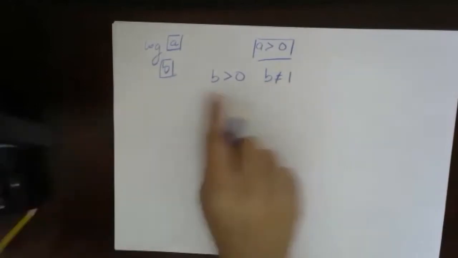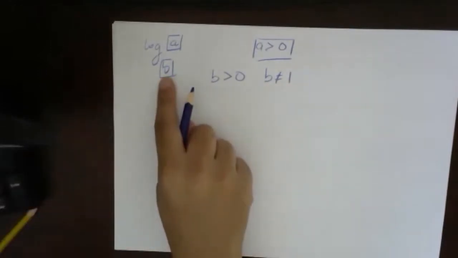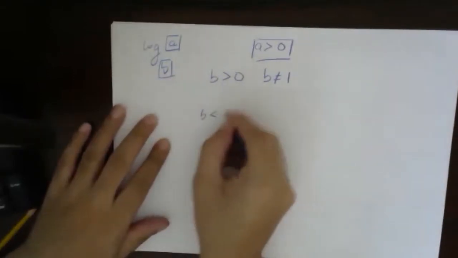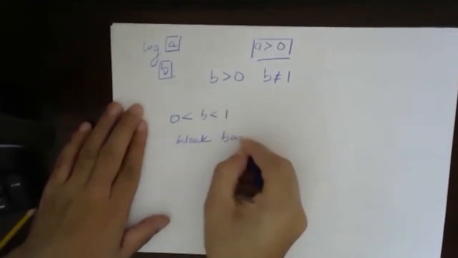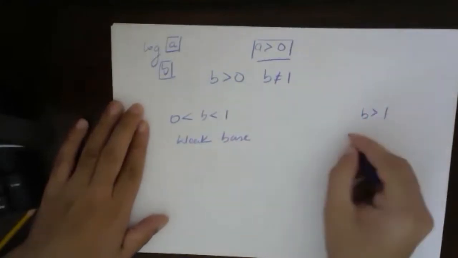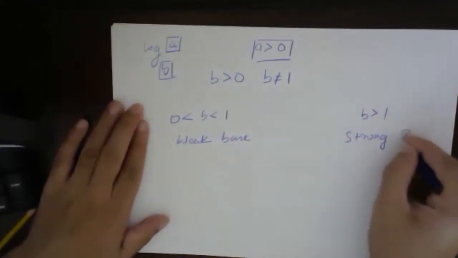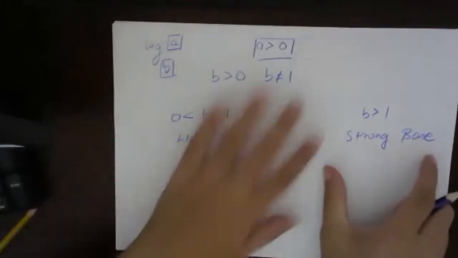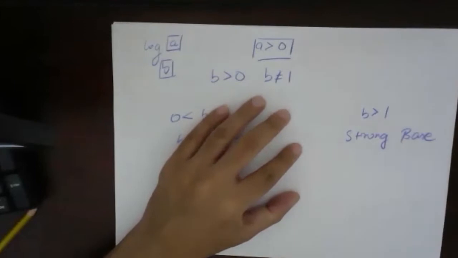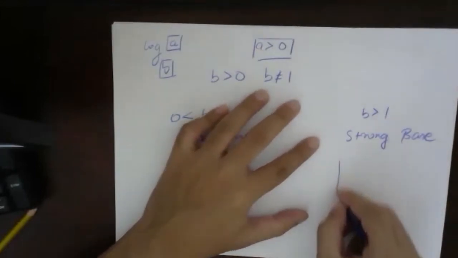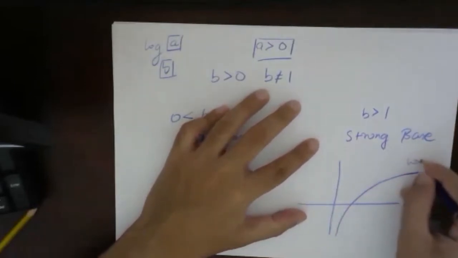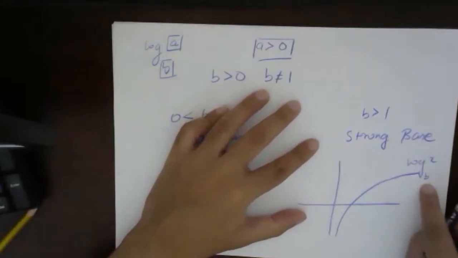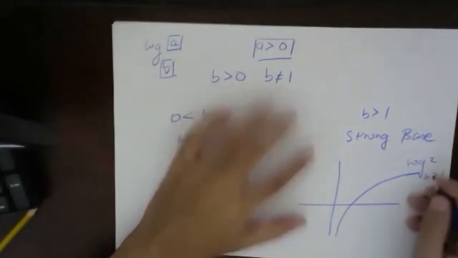Okay, fine. And depending on base b, we will define a weak base or a strong base. When b is less than 1 and greater than 0, we will say it is a weak base. And when b is greater than 1, we will call it a strong base. For a strong base, suppose 2, e, 5, 10, we have the graph something like this. This is log x base b, where this b is greater than 1. This is the strong base graph.